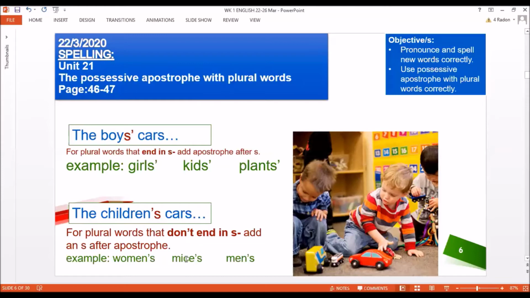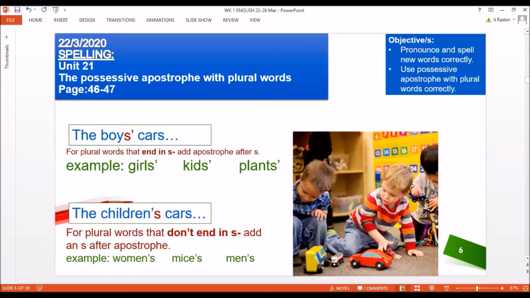Mice's. Mice is the plural form of the word mouse. So instead of writing mouses, we write mice's. Mice apostrophe S. Men's. Men is the plural form of the word man. So we write men apostrophe S.